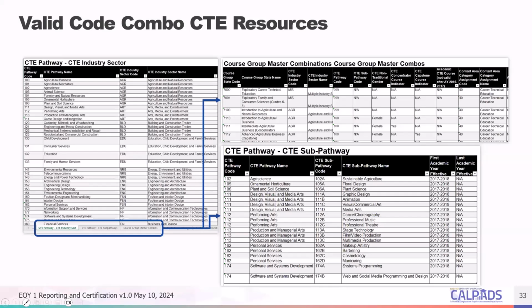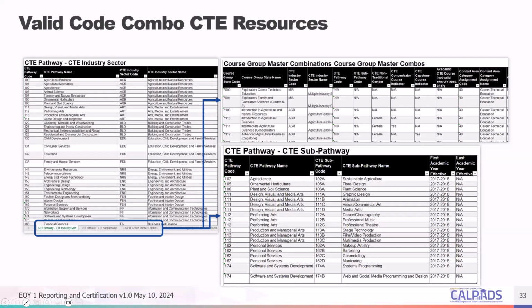All right, a common problem in end of year one reporting is that CTE state course codes are mapped to the incorrect pathway. CTE pathways and state course codes should be mapped so that they align with the content of the curriculum. And the valid code combinations document is vital when mapping your CTE courses. And the course group master combos tab is particularly vital when mapping CTE state course codes to pathways.